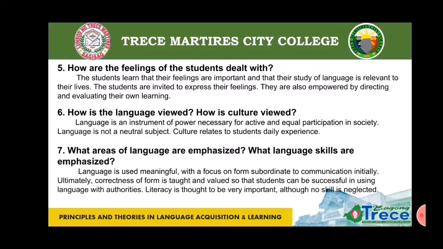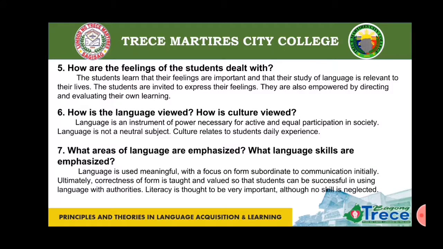The students learn that their feelings are important, and that their study of language is relevant to their lives. The students are invited to express their feelings. They are also empowered by directing and evaluating their own learning. So, mahalaga pa rin yung pagkocontrol ng feelings as a student, because it can affect your study, dealing with your feelings.